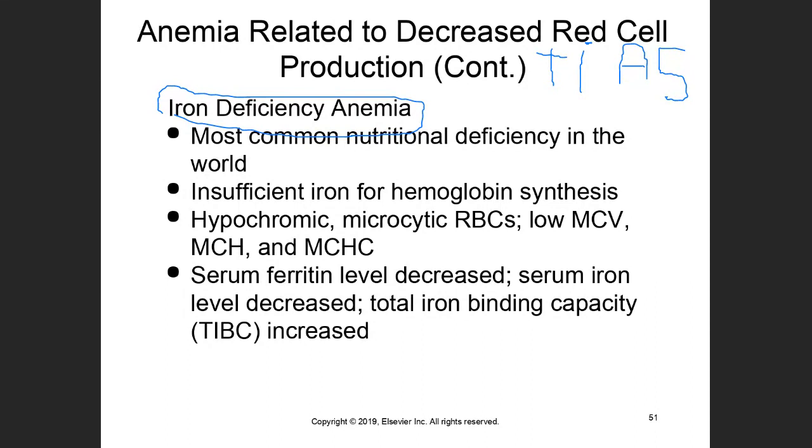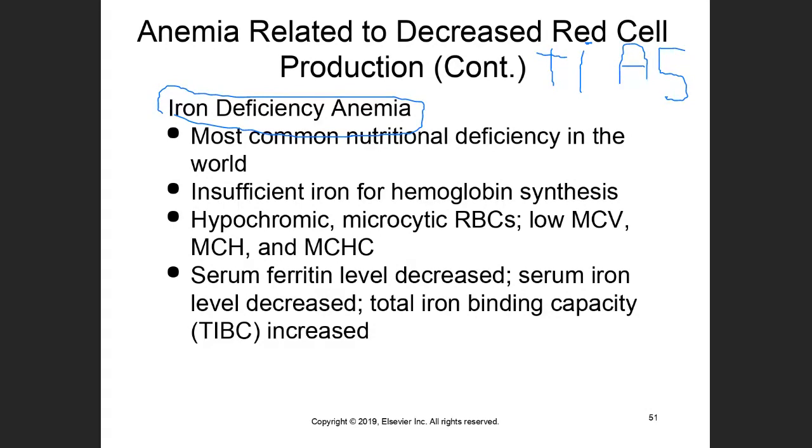Okay, in the microcytic anemia we have thalassemia, iron deficiency anemia, anemia of chronic disease, and sideroblastic anemia. Those are the types of anemia in this group.